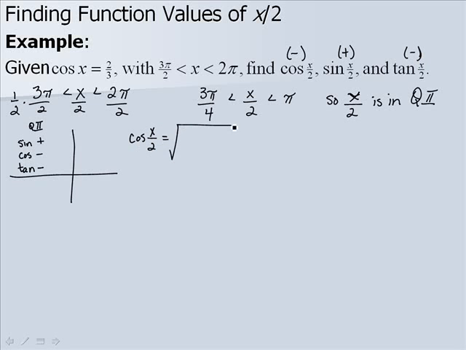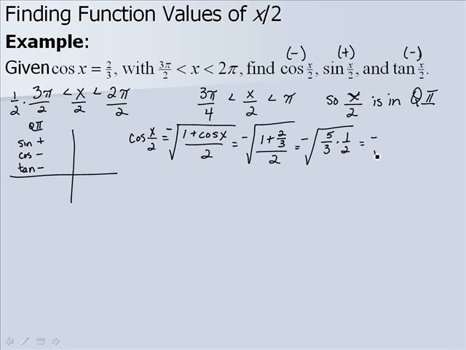Our identity says it's equal to the square root, in this case we'll use negative, of (1 plus the cosine of x) over 2. So we have negative square root of (1 plus 2/3) over 2, which is equal to the negative square root of 5/3 times 1/2, which will be negative square root of 5/6, which when we work that out we'll get negative square root of 5 over square root of 6. We'll rationalize that denominator, so we'll end up with negative square root of 30 over 6.